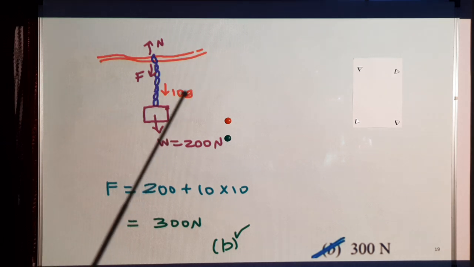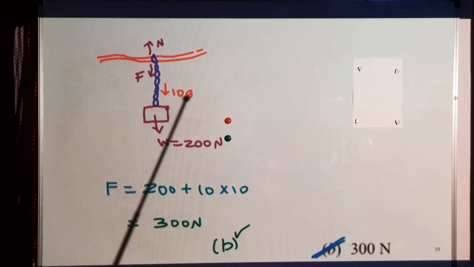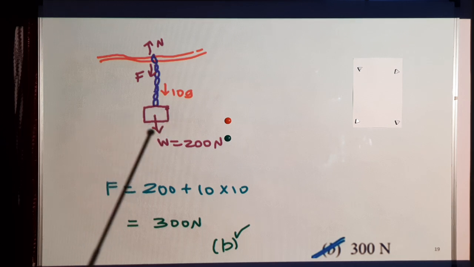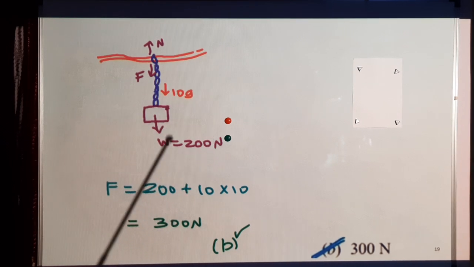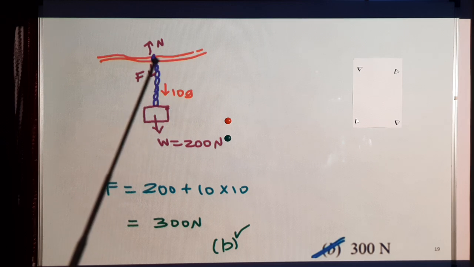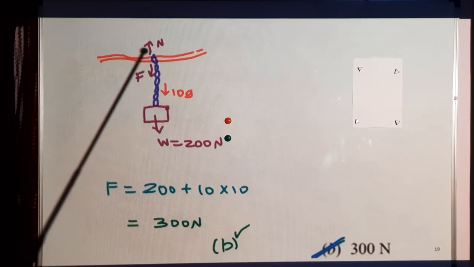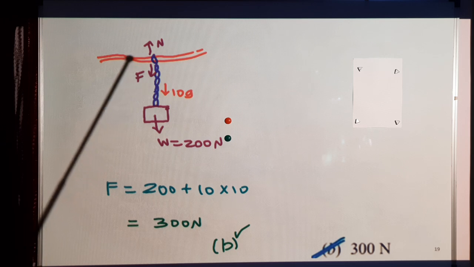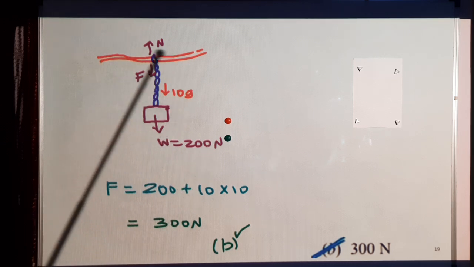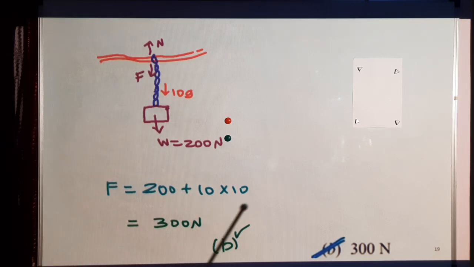So this is a tree branch. There is a chain of mass 10 kg. So the weight of the chain is 10 g, and there is a mass attached here of weight 200 Newton. So this full weight 200 plus 10 g will act on this contact point of the branch and the chain, which will pull this branch downwards. There will be normal reaction in the upward direction. So the total downward force which is pulling this branch is 200 plus this one, which is 300.